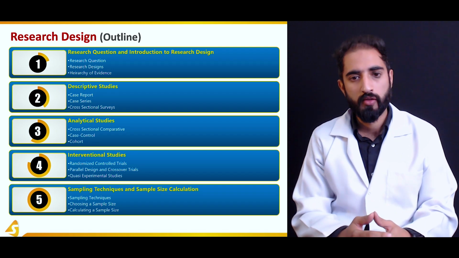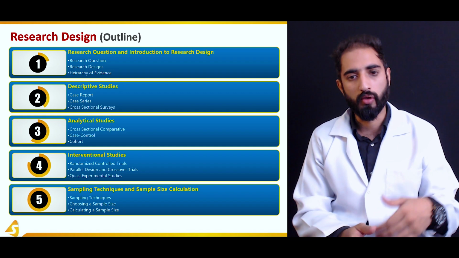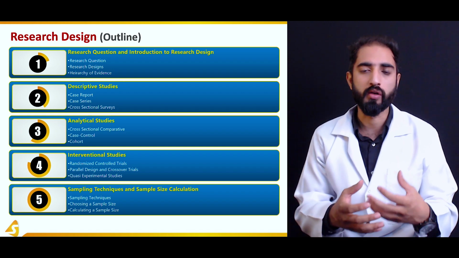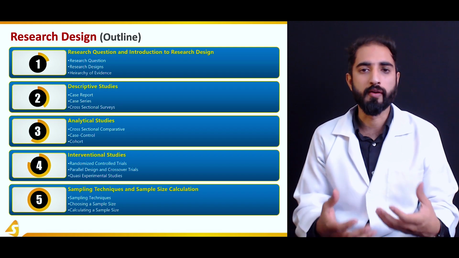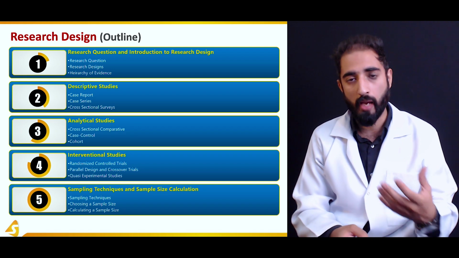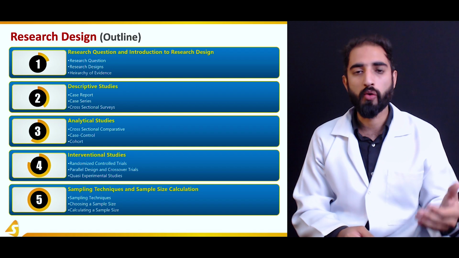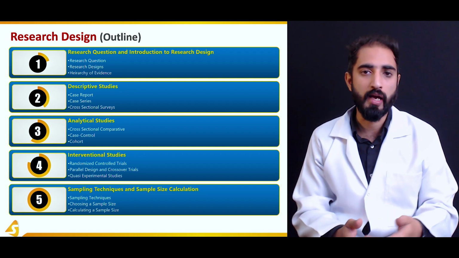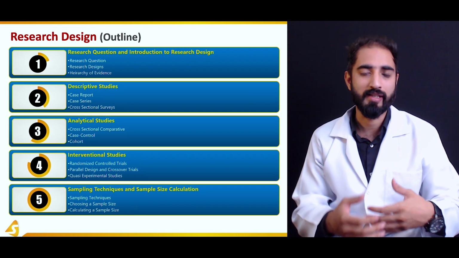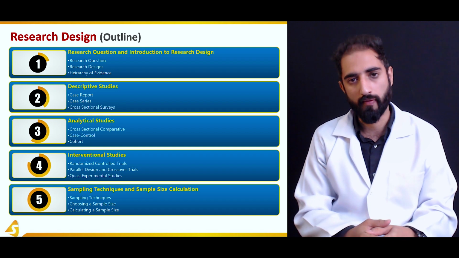calculated. So starting off with the research questions and introduction to research design, we're going to talk about how research questions are formed and what are the qualities of a good research question. Then we're going to talk about what are the different types of research designs and how they are classified. Then we're going to talk about the hierarchy of evidence, that is, which type of study design or research design stacks higher in the hierarchy in terms of importance of evidence.